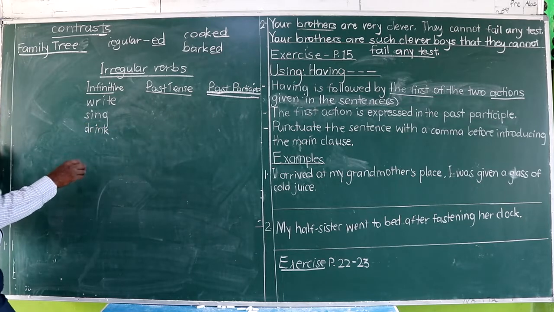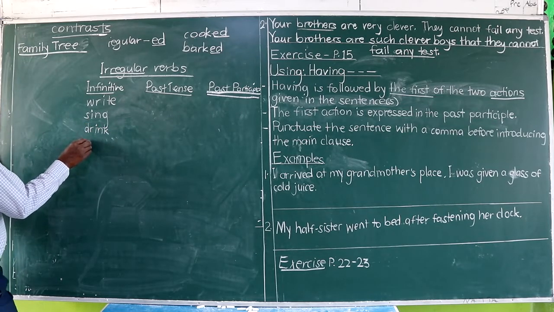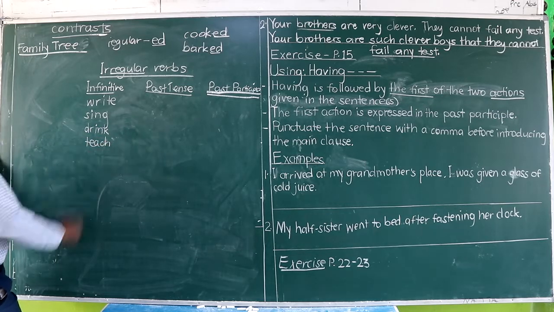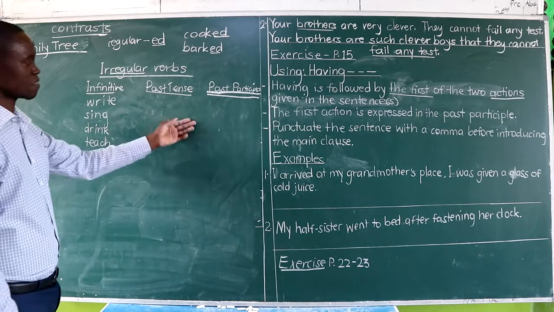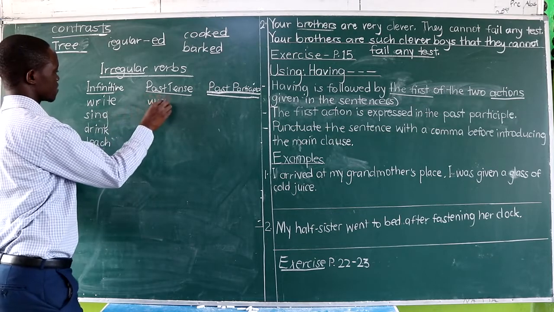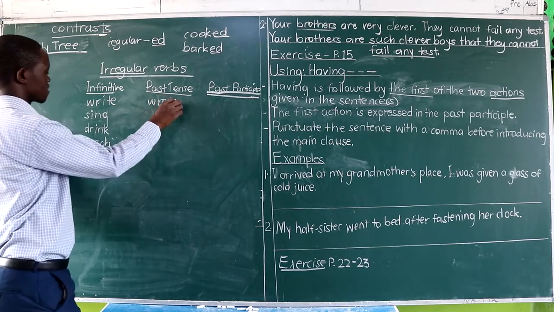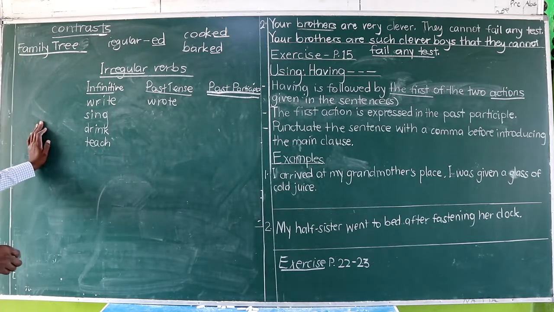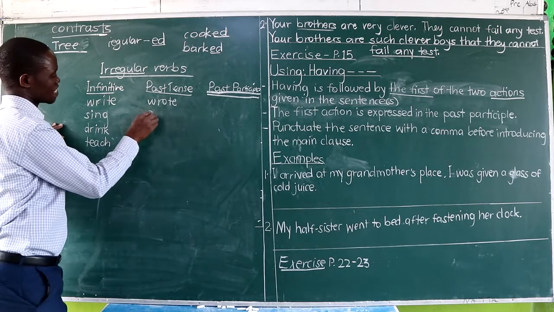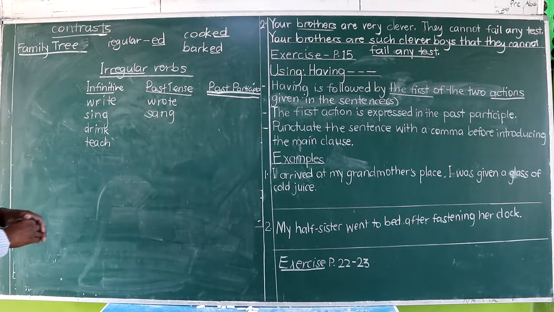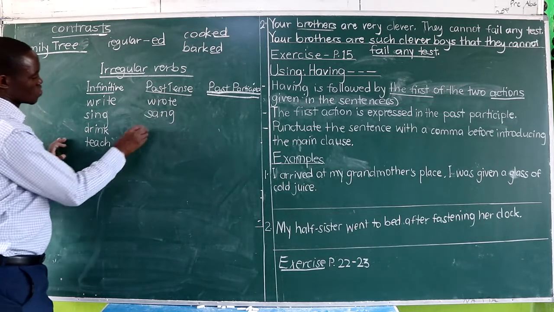We have verbs like teach. Let's change them to the past tense and then the past participle. Write changes to wrote, that's past tense. I wrote a letter yesterday. Sing changes to sang. If you sang a song yesterday, you say, I sang with A. I sang a song yesterday. Past tense.